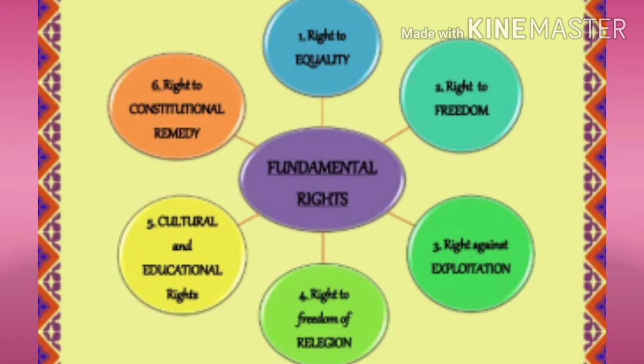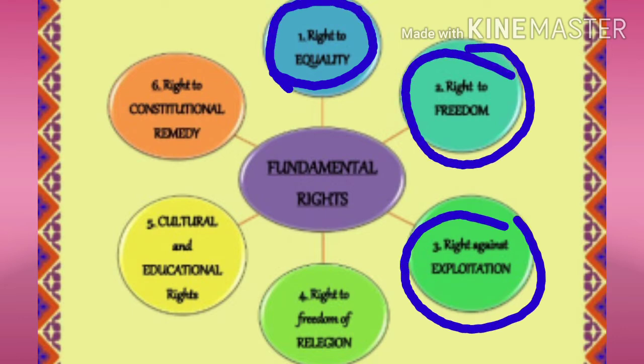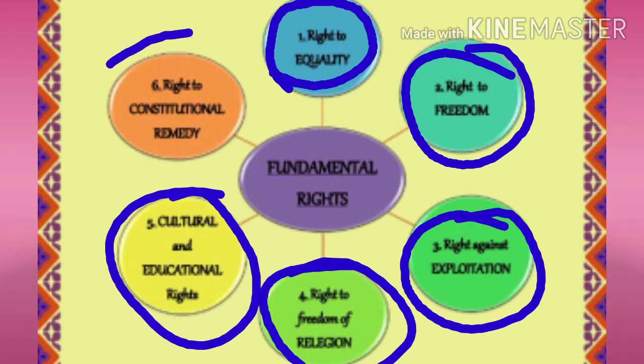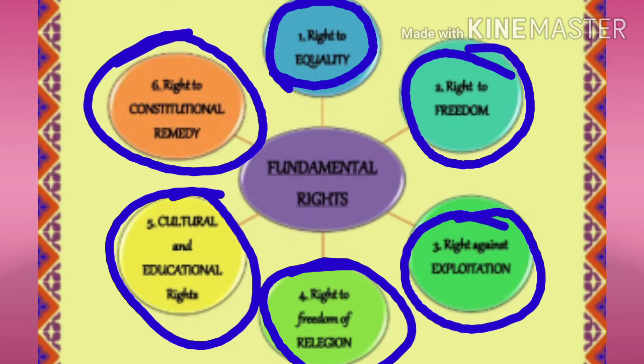Students, the Indian Constitution includes a total of 6 fundamental rights, which I have already told. These are: Number 1, right to equality, means samanta ka adhikar. Number 2, right to freedom, means swatantrata ka adhikar. Number 3, right against exploitation, means शोषण के विरुद्ध अधिकार. Number 4, right to freedom of religion, which means धार्मिक स्वतंत्रता का अधिकार. Number 5, cultural and educational rights, which means संस्कृति व शिक्षा का अधिकार. And number 6, right to constitutional remedies, which means संवैधानिक उपचारों का अधिकार.